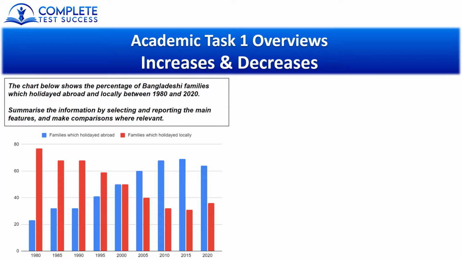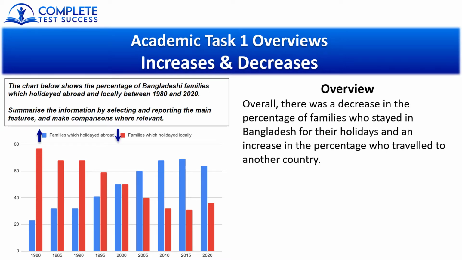For now, let's look at another example. This one is very straightforward. The blue one increased and the red one decreased. So here's my overview. Overall, there was a decrease in the percentage of families who stayed in Bangladesh for their holidays, and an increase in the percentage who travelled to another country.